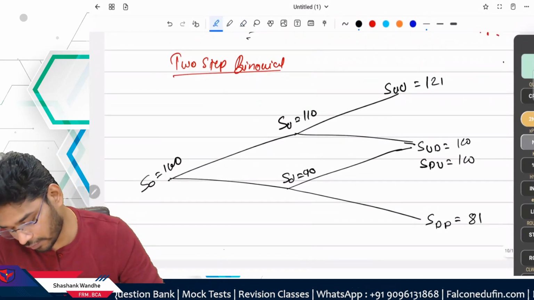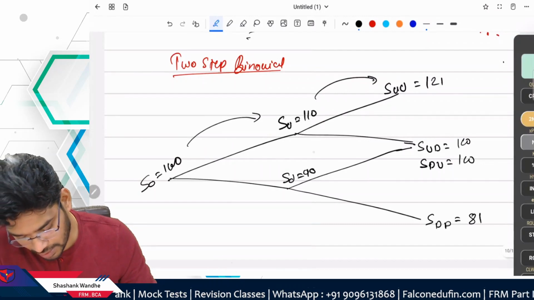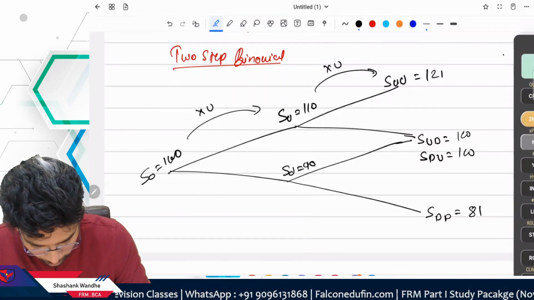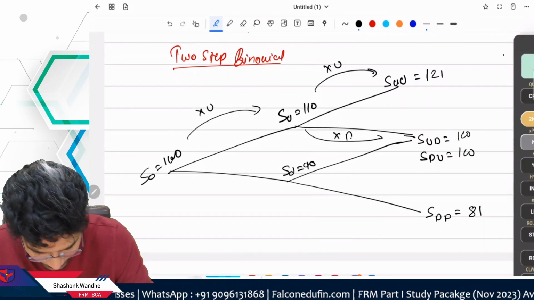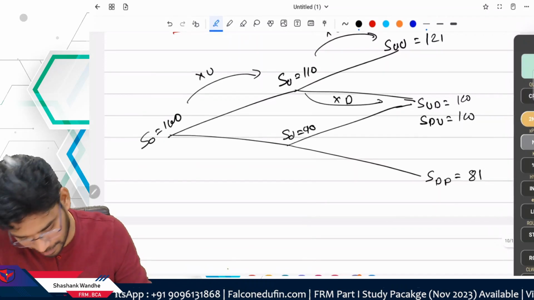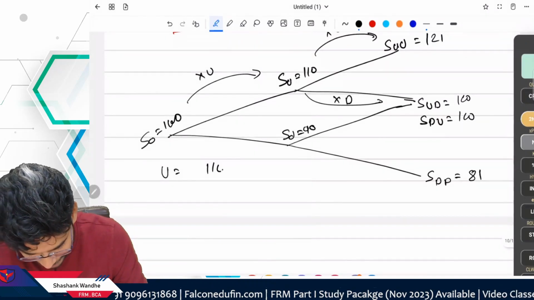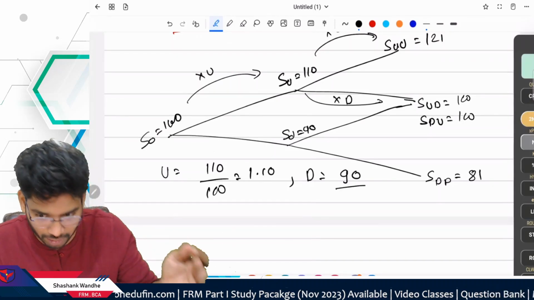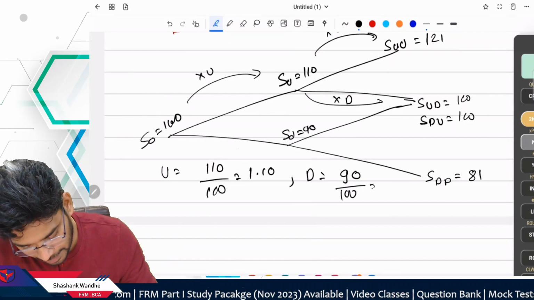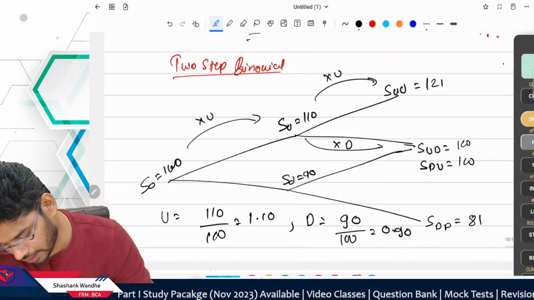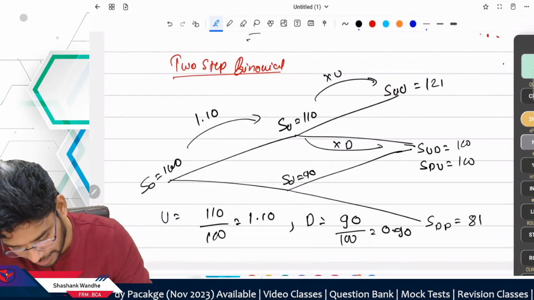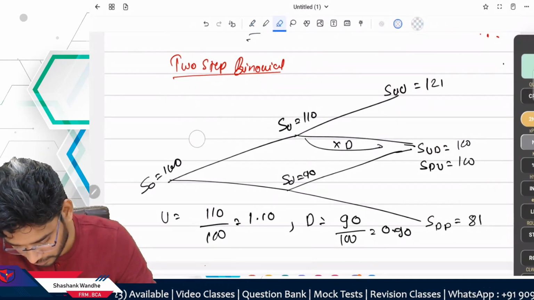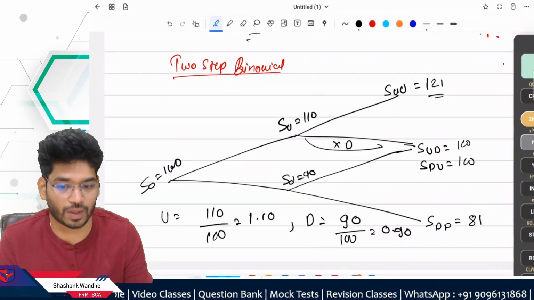Now see, how are we calculating this? Going from this to this, you simply multiply by u. When you are going from this to this, you multiply by d. The same rule is applicable for all. So what is u here? 110 divided by 100 is equal to 1.10, and d is the downward price 90 divided by the current price, which is 0.90. So 1.10 multiplied, and then 1.10 multiplied again, and the answer is 121.